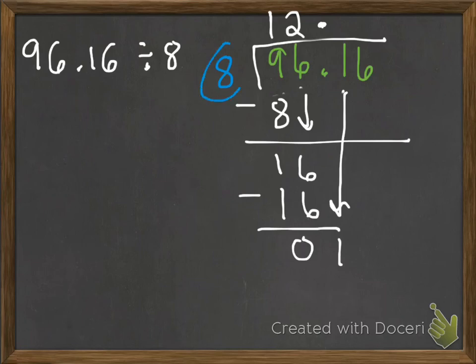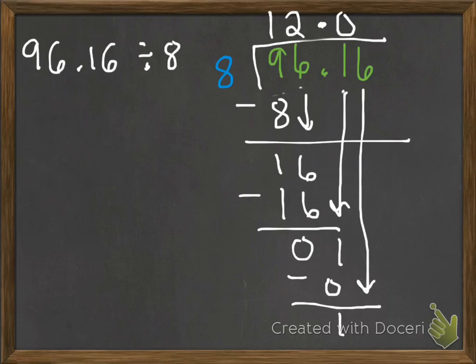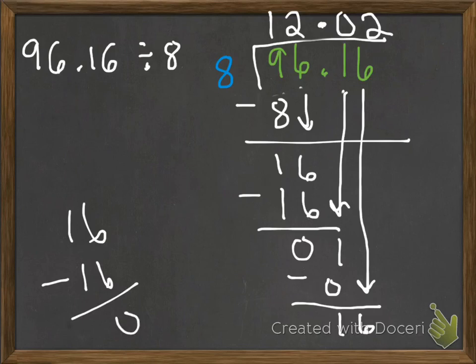Alright, how many times can 8 go into 1? Well, 8 can't go into 1. 8 is too big. We're going to put a 0 there. Multiply. 8 times 0 is 0. Let's subtract. Well, 1 minus 0 is just going to be 1. Bring down our 6. 16. 8 goes into 16 2 times. 8 times 2 is 16. And if we had 16 minus 16, that'll give us 0. So 96.16 divided by 8 is 12.02.